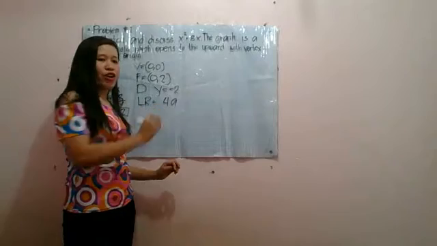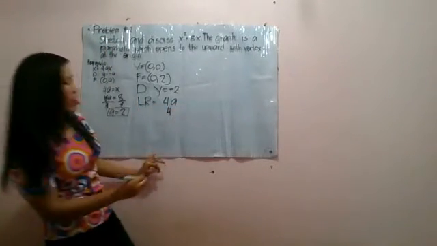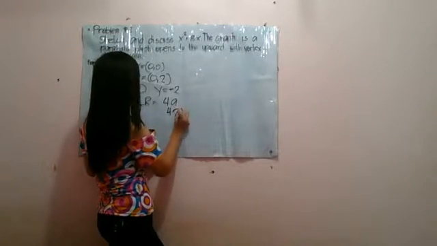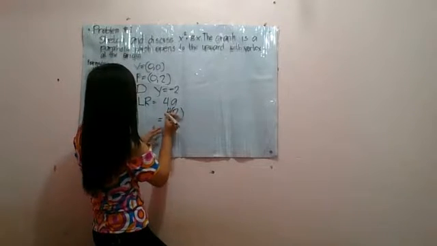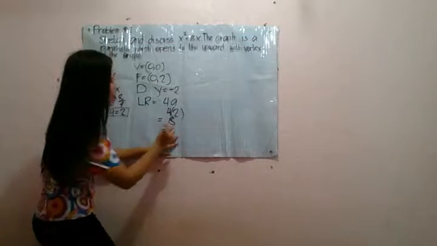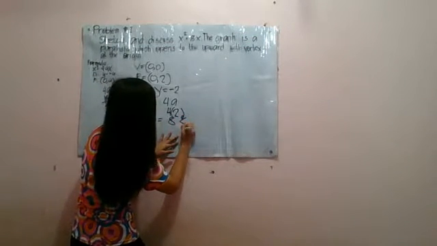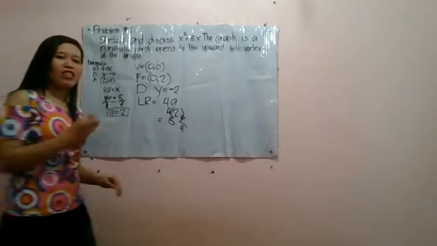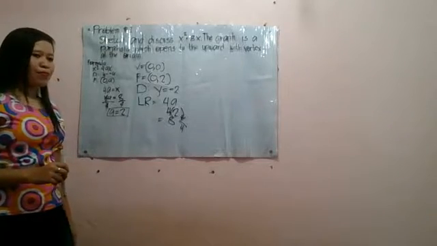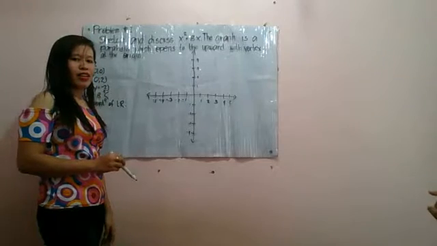And now, let's find the endpoints of the latus rectum. So, let's graph first. Our vertex is at the origin, so here is our vertex. Then, our focus is 0, 2. So, here is our focus. Then, our directrix is y equals negative 2. So, here is our directrix.